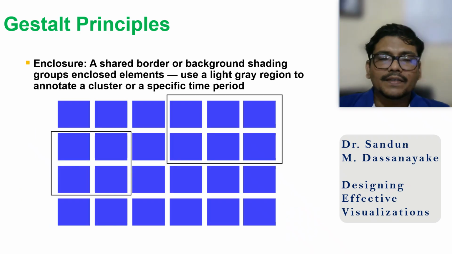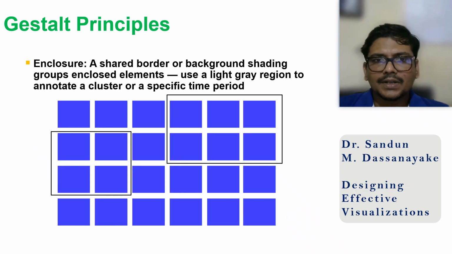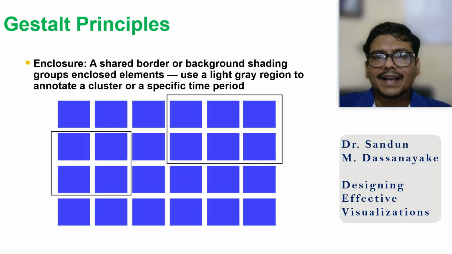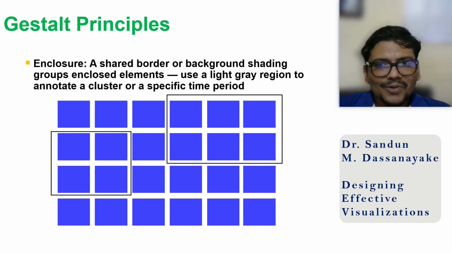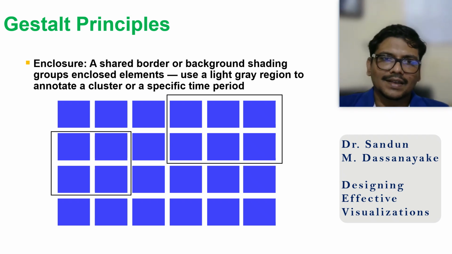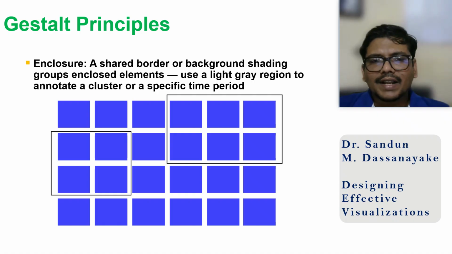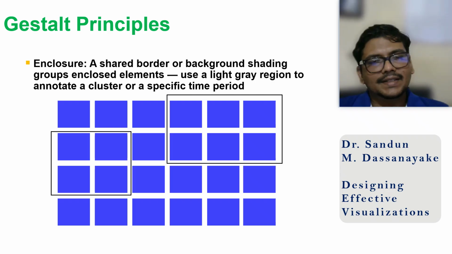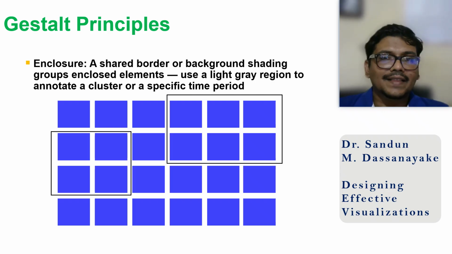Another important concept is enclosure. A shared border or even just a light background tint reads as these items belonging together. It is a stronger grouping signal than proximity alone, because it doesn't rely on spacing. Shade a soft gray rectangle behind a cluster of points or behind a specific time window to call attention to it without adding a hard-edged box that would compete visually with the data itself. You can do that and see the contrast it gives.